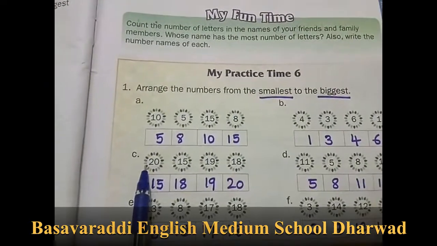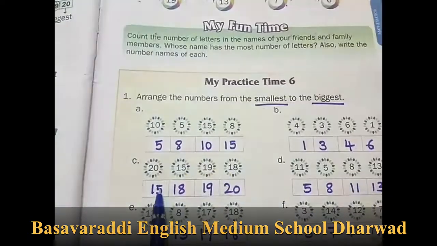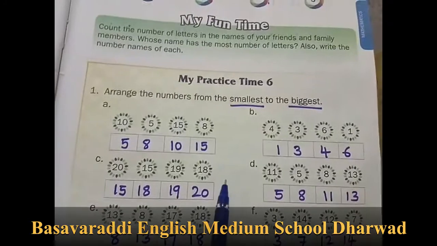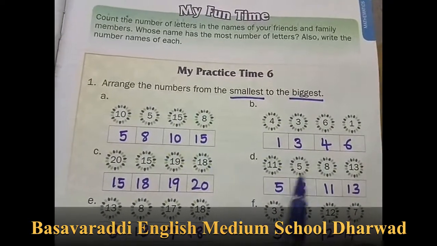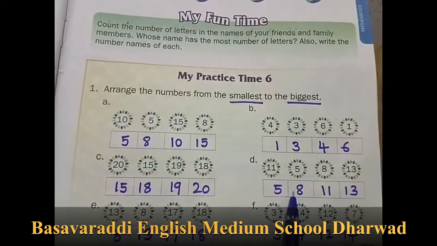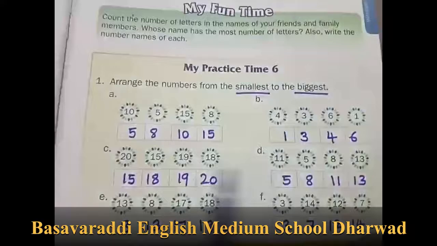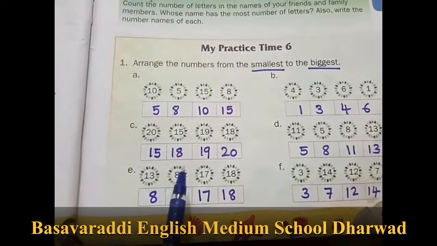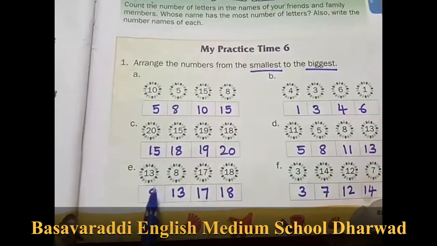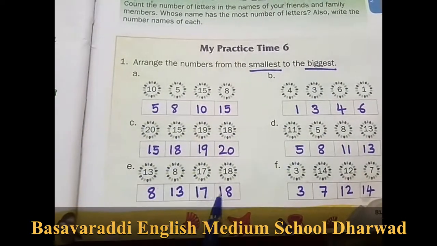Then C: 1, 20, 15, 19, 18. Which is the smallest? 15, then 18, 19, 20. D: 1, 11, 5, 8, 13. 5 is smaller, a little bit bigger 8, then 11, then 13. E: 1, 13, 18, 13, 8, 17, 18. Smallest 3, a little bit bigger 13, then 17, then 18.